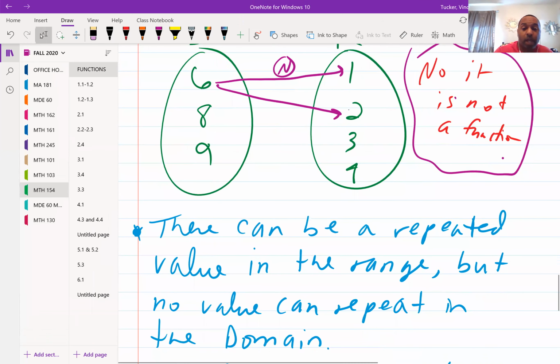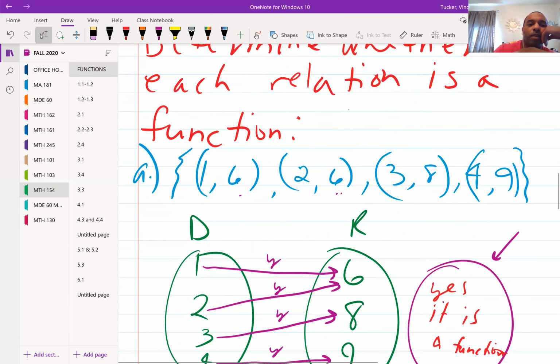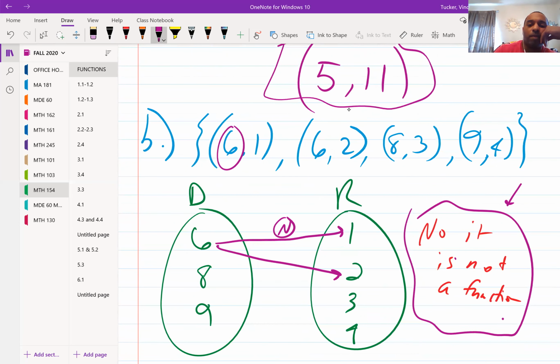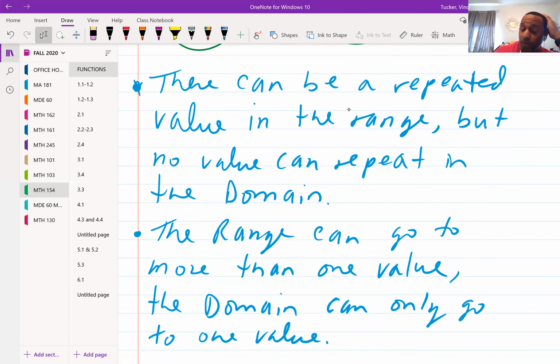So looking at what we had here in these two examples, we recognize that there can be a repeated value in the range, but no value can repeat in your domain. If you notice, going back to that first one, we had 6 that repeated in the range, and that was a function. But when 6 repeated in the domain, that was not a function. And so that's what we mean by that. There could be a repeated value in the range, but no value can repeat in your domain.